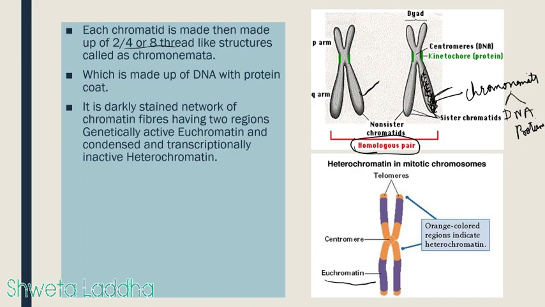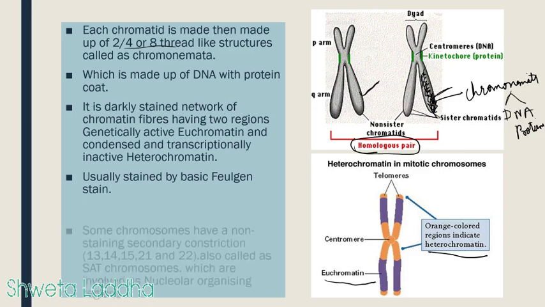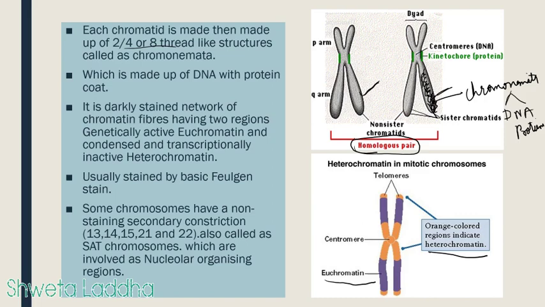But the darkly stained condensed region is called heterochromatin, and heterochromatin is genetically inactive. It does not participate in transcription and translation. Usually, chromosomes are stained by basic dyes, Feulgen stain. I have already told you about SAT chromosomes having secondary constriction, which acts as a nucleolar organizing region.